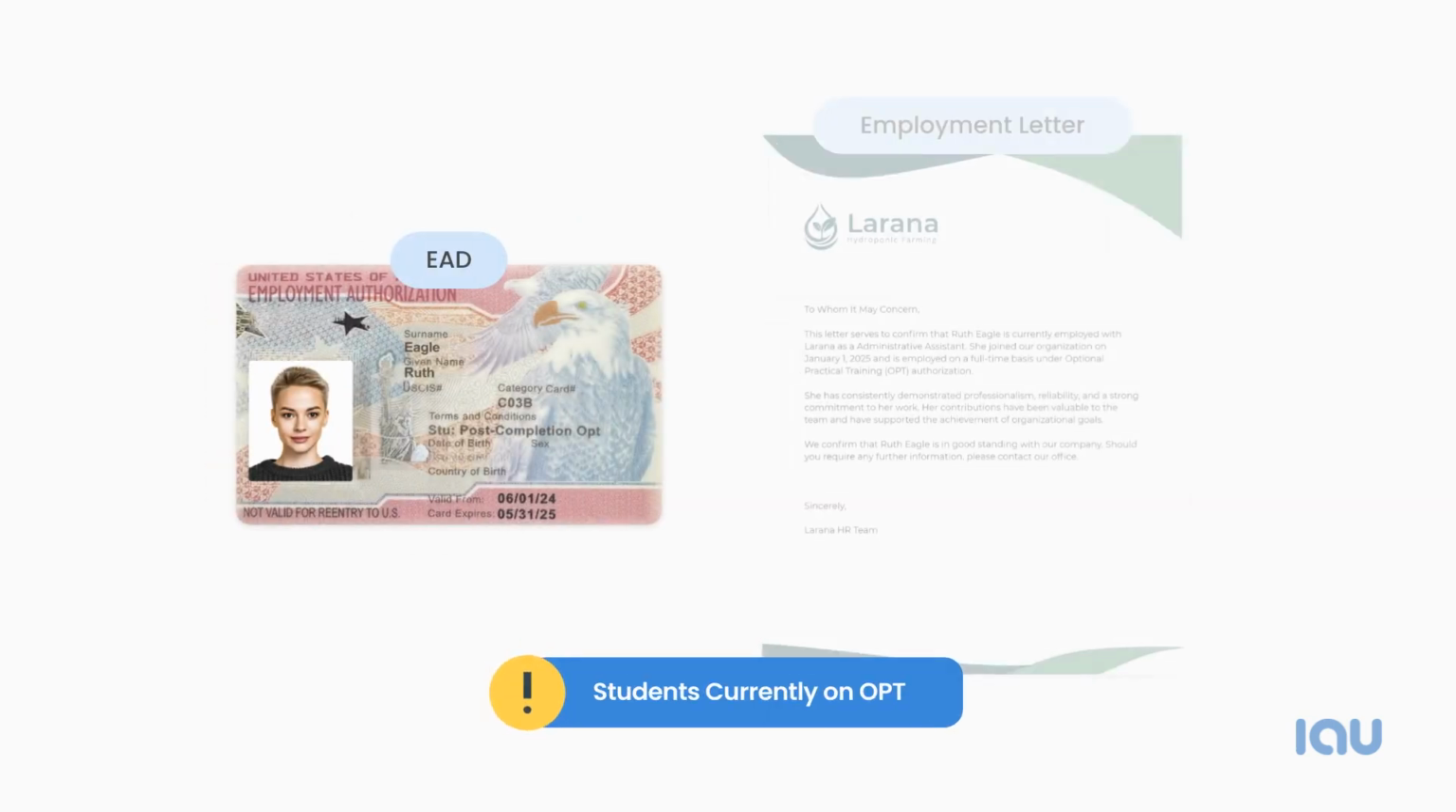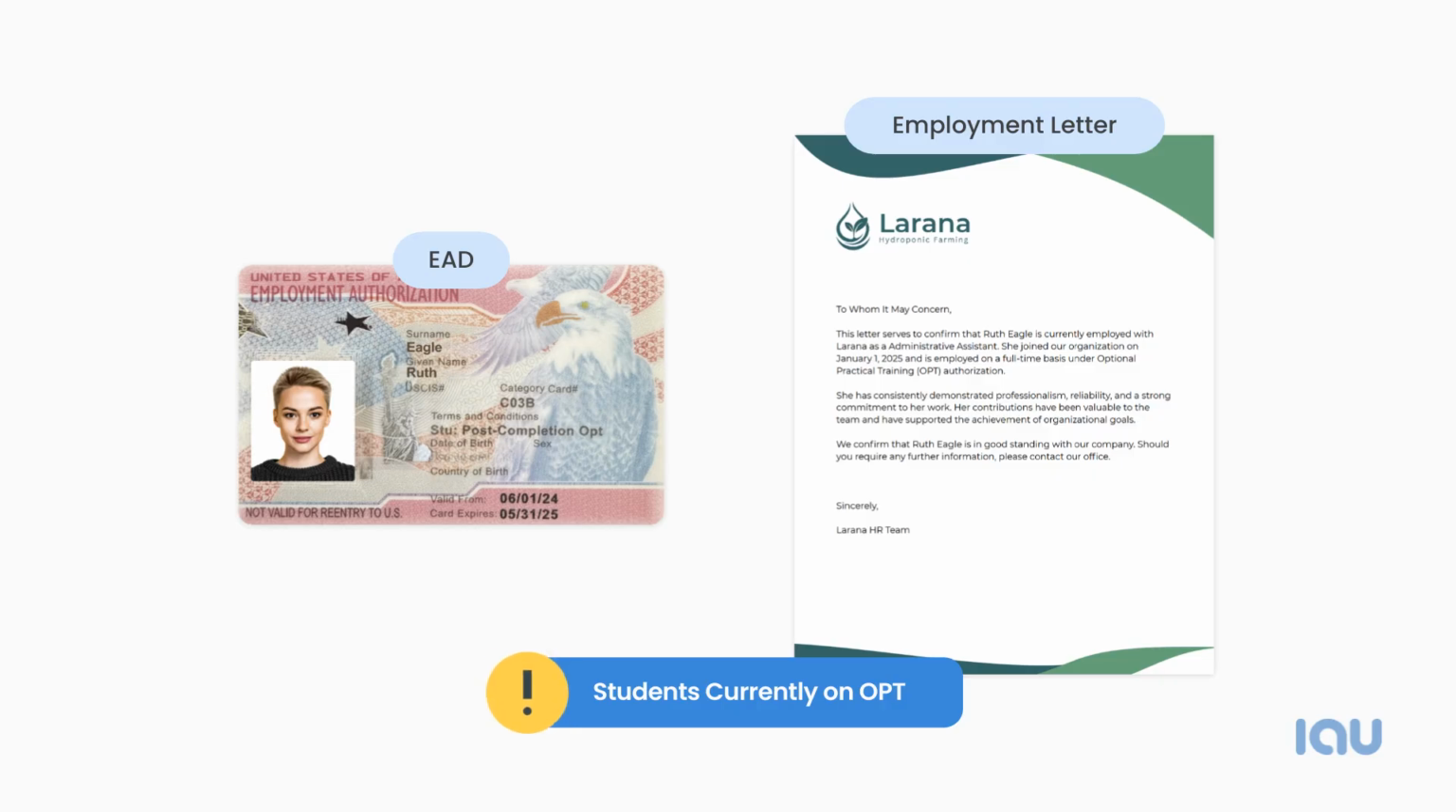For students on OPT, you should bring your Employment Authorization Document, or EAD, which proves you are authorized to work in the United States. You should also bring an employment letter from your employer, confirming your job title, start date, and that your position is related to your field of study.